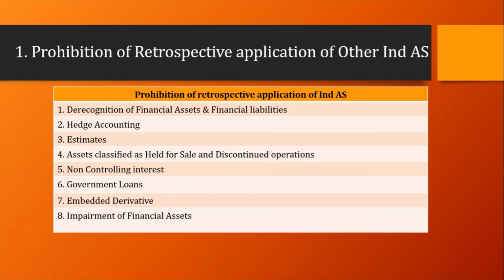Topic number 1, exceptions to the retrospective application. There are 8 types. First is derecognition of financial assets and liabilities, then hedge accounting, estimates, assets held for sale and discontinued operations, and non-controlling interest, basically minority interest, then government loans and derivatives, and impairment of financial assets. Each topic we will discuss from the next slide.